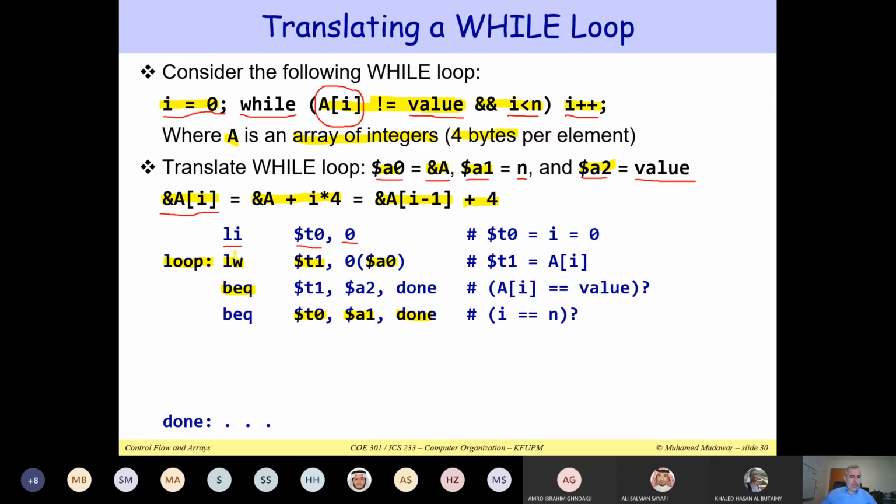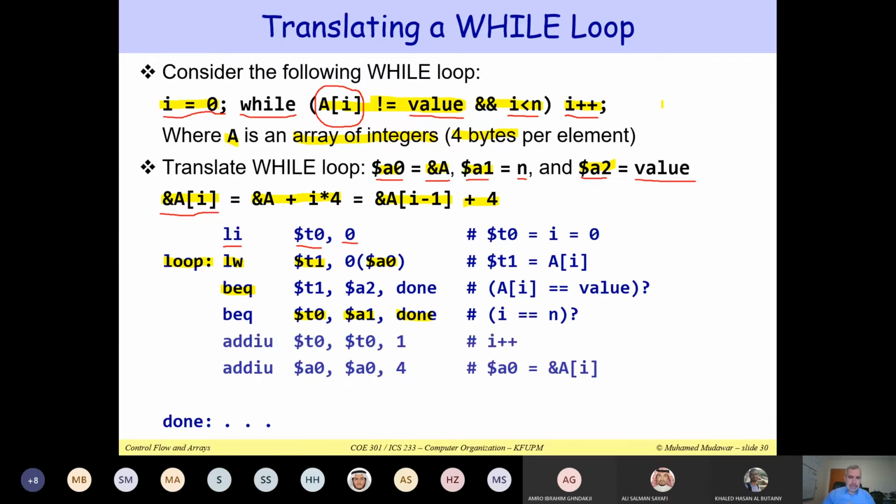Now, if I don't branch here, it means that these two conditions are not true. If this is not true and this is not true, then we continue. Then we simply increment I. I here is just T0, so I just have to add 1 to T0. That's how we increment I.